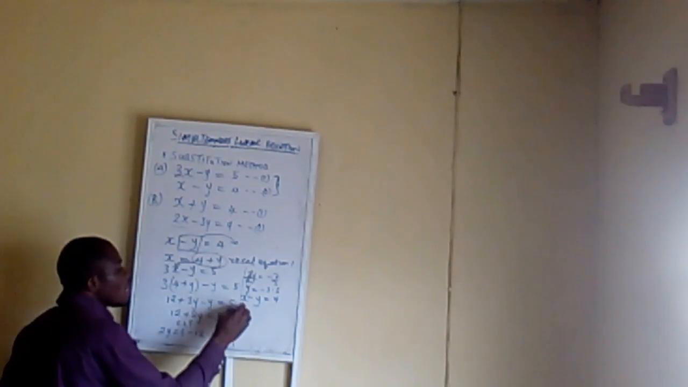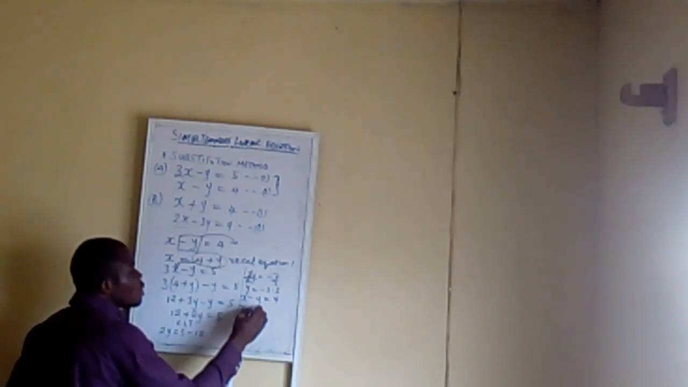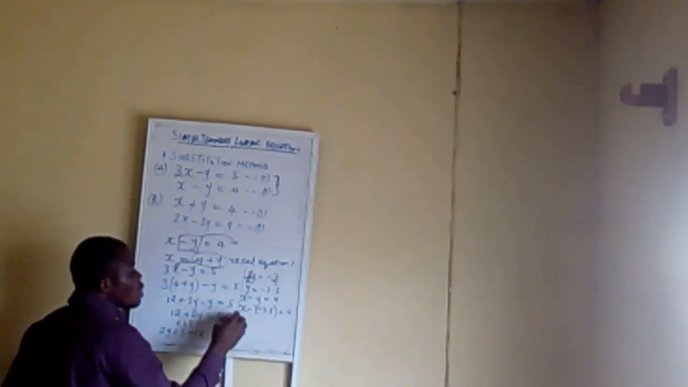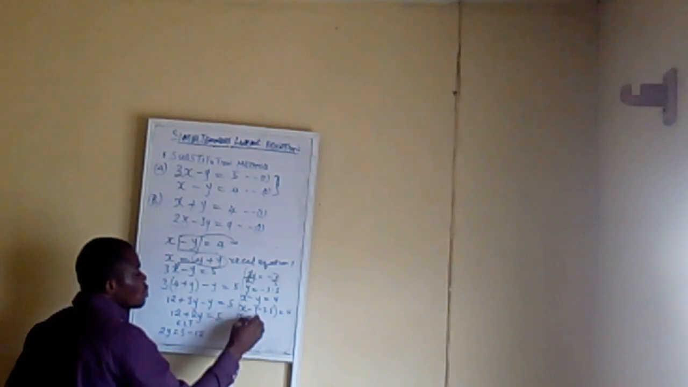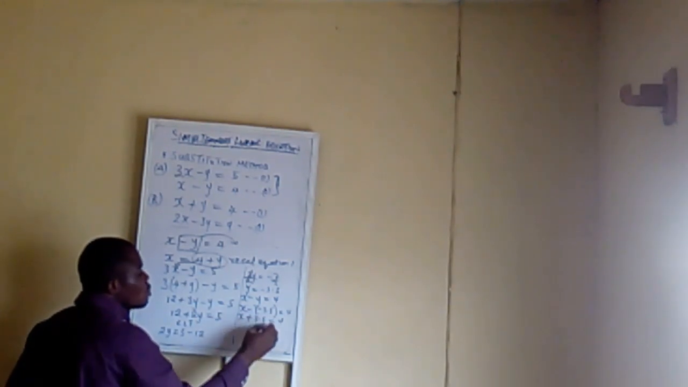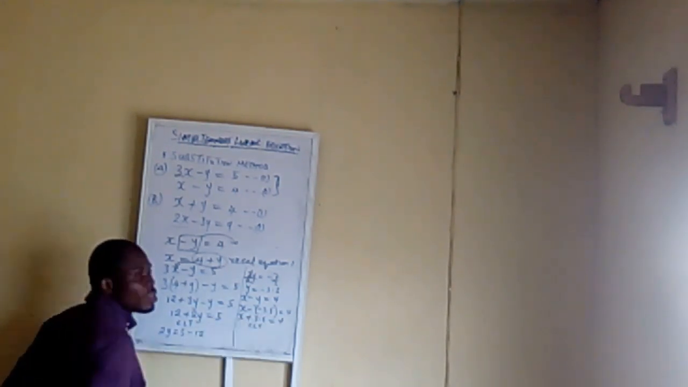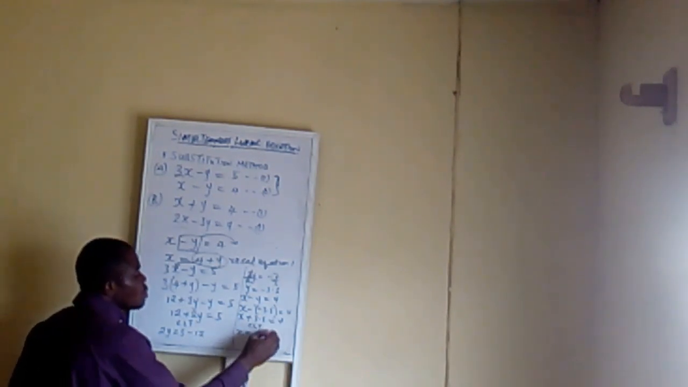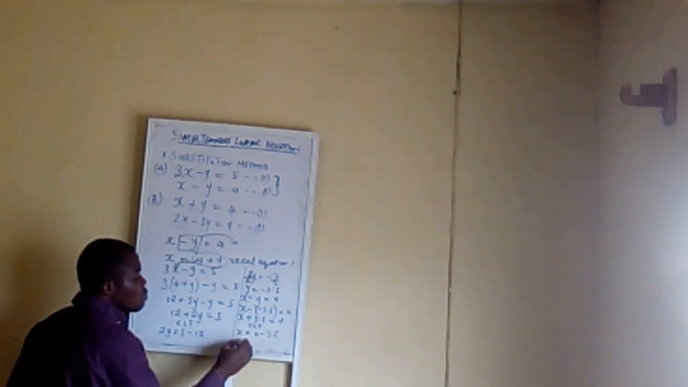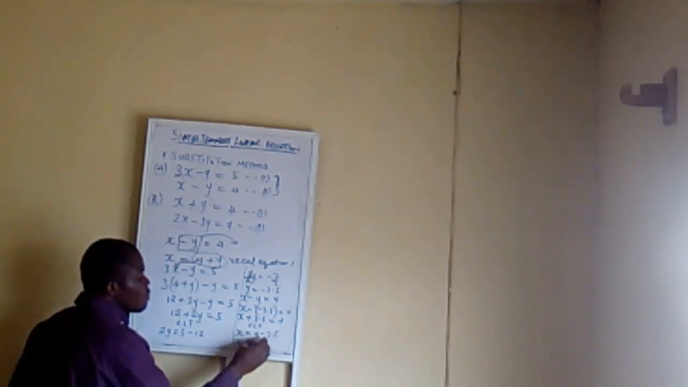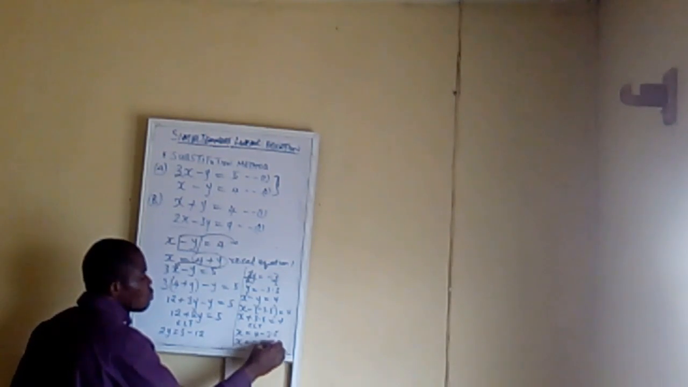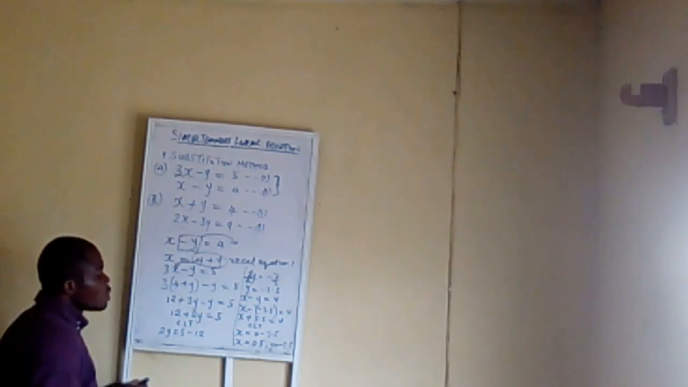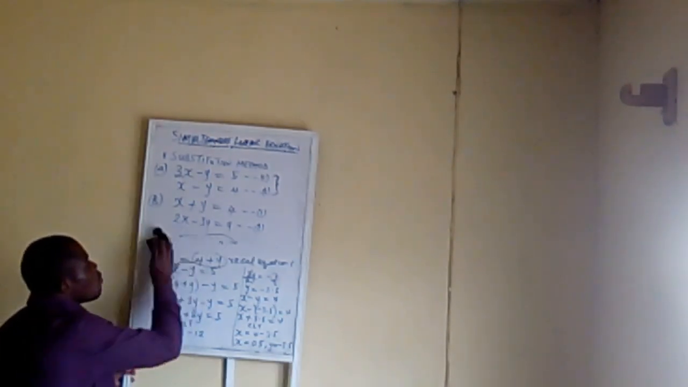So it will be x minus into bracket minus 3.5 equals 4. So it will become x plus 3.5 equals 4. When you collect like terms, you have x equals 4 minus 3.5. So your x will be equal to 0.5 and your y is equal to minus 3.5. So we've got the values of x and y.